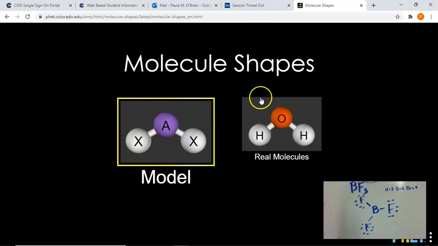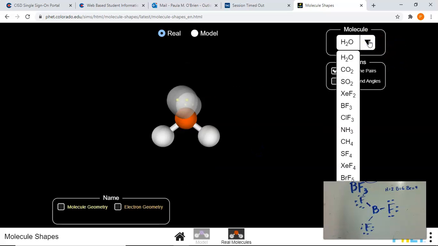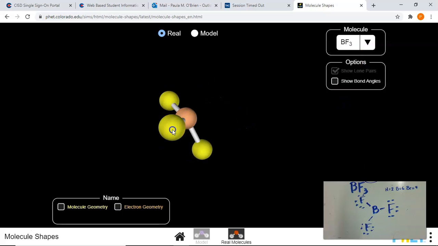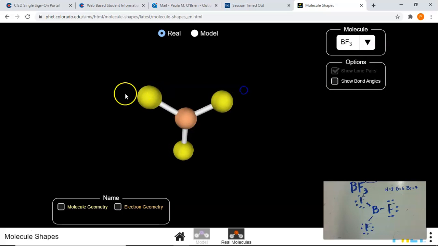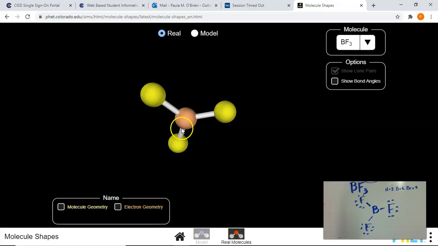All right, we're going to do real molecules and see if we can find boron. Oh, there it is, boron trifluoride. So you see, that's what boron trifluoride looks like. They're all very nicely spaced. They repel one another, so they're trying to stay as far apart as they possibly can, but they don't change any.